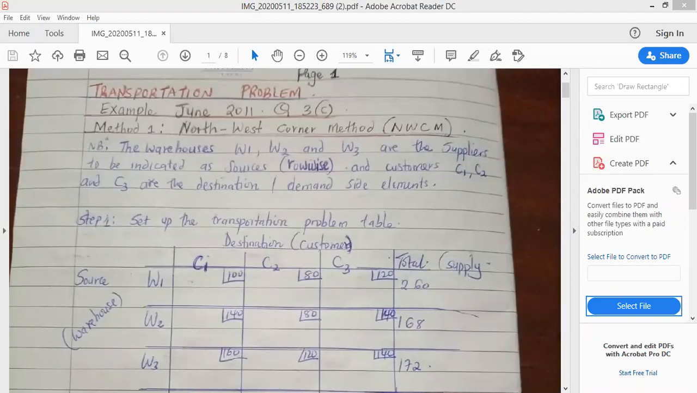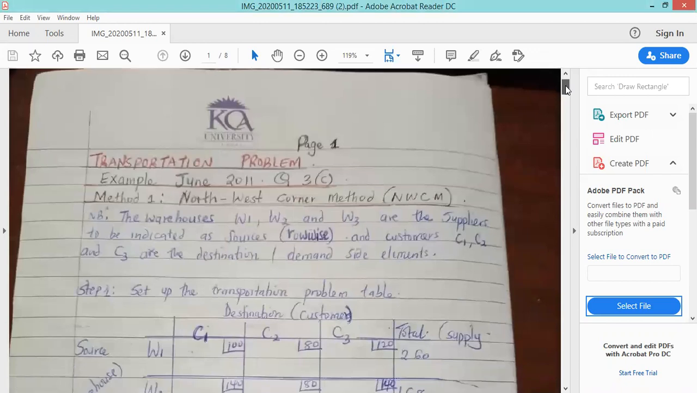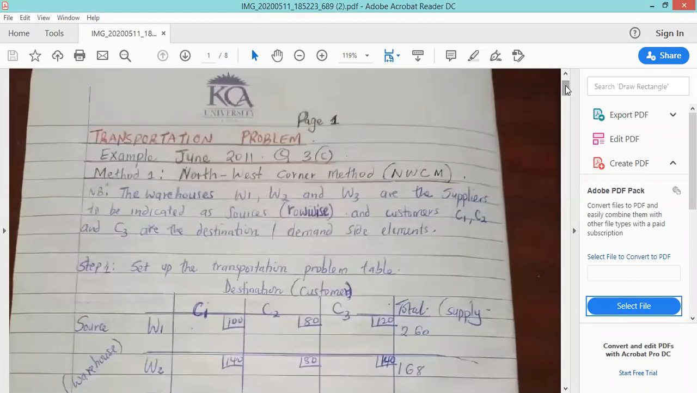We are going to start with the first method, and we are going to call it the northwest corner method. What does the northwest corner method do? Once we have set the table, we are going to assign as many units as possible to the corner that is in the northwest direction.